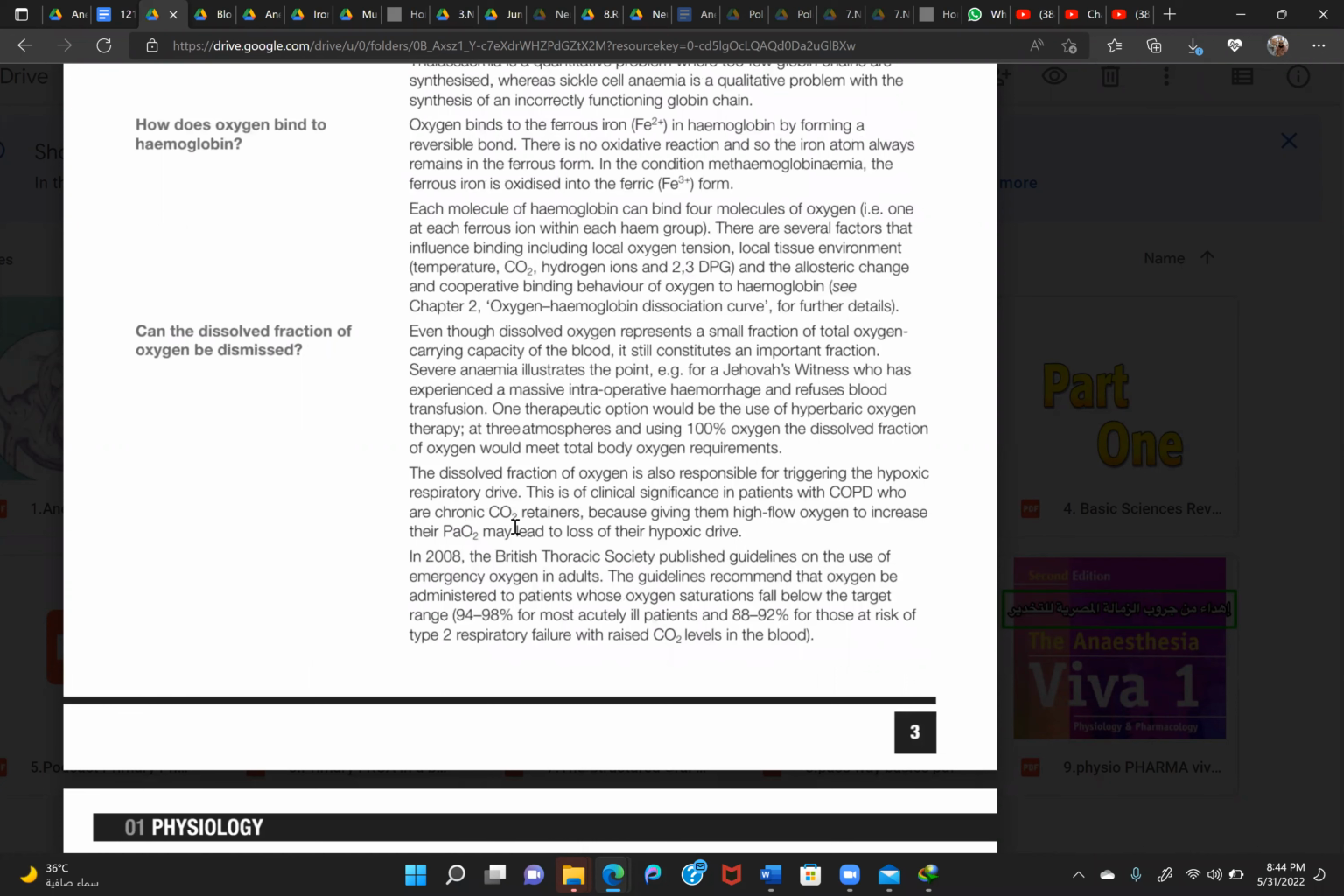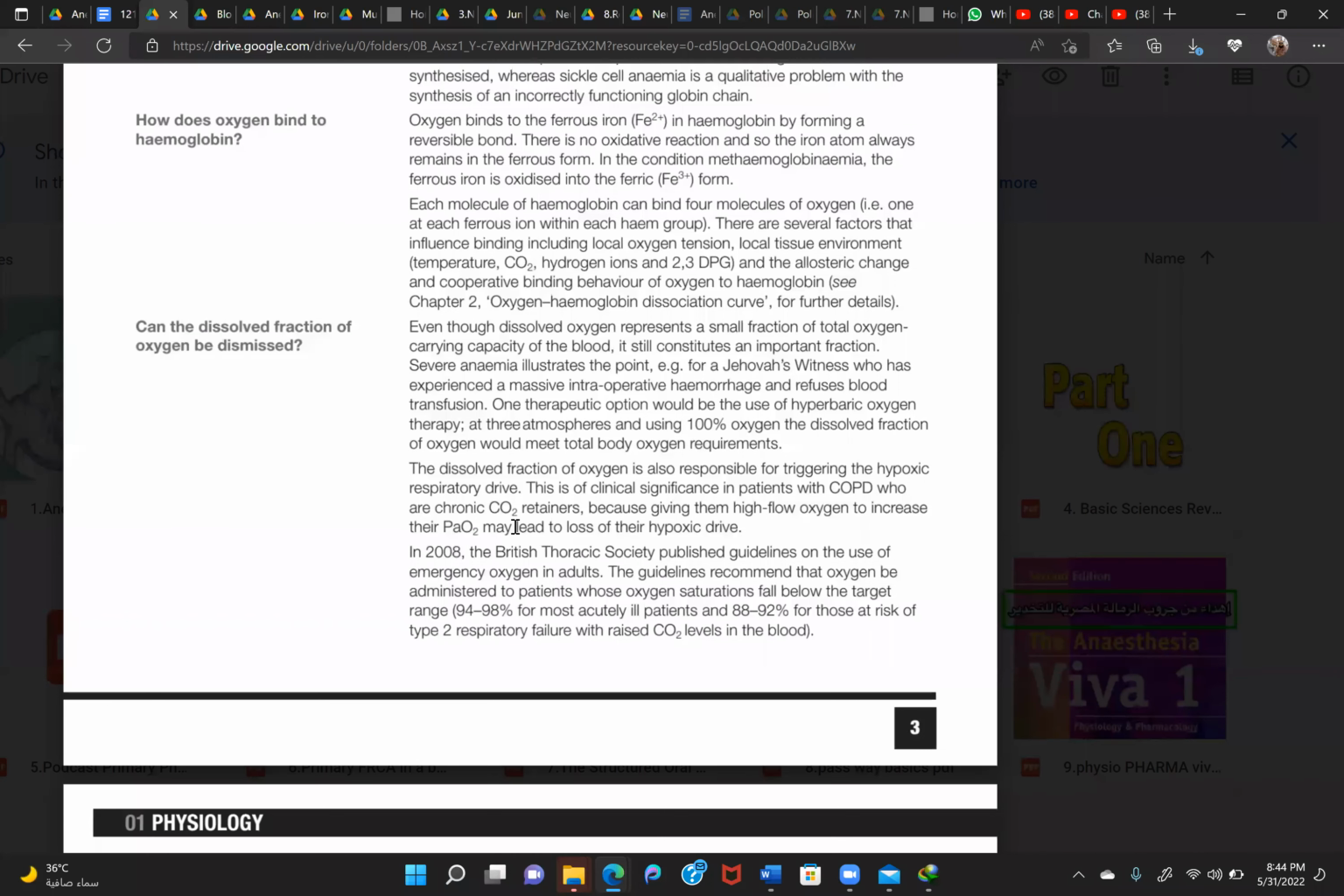The dissolved form is much less significant. When we give hyperbaric oxygen therapy, we are increasing the PO2, and that has an effect on the dissolved oxygen concentration.